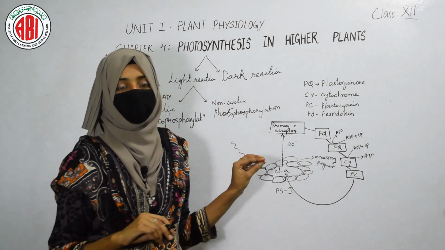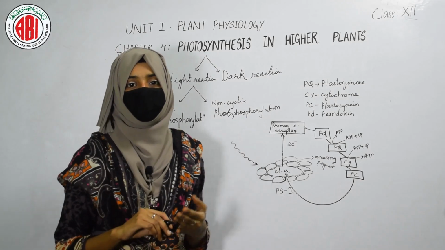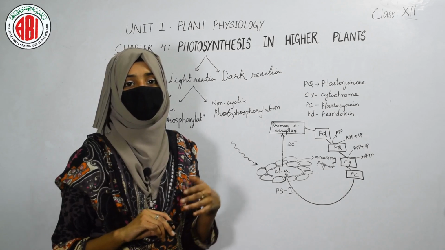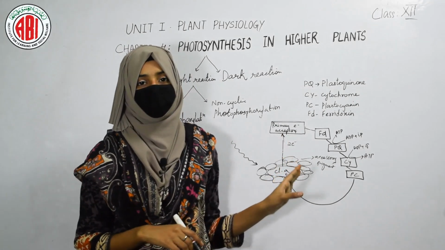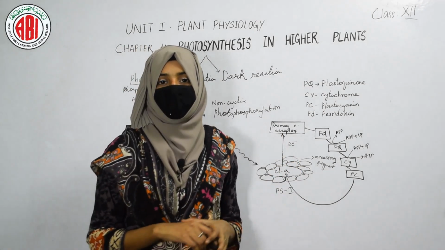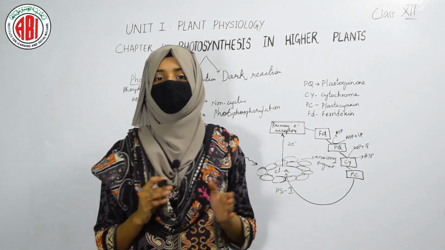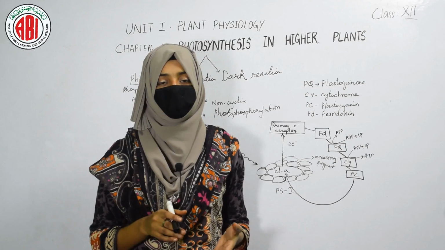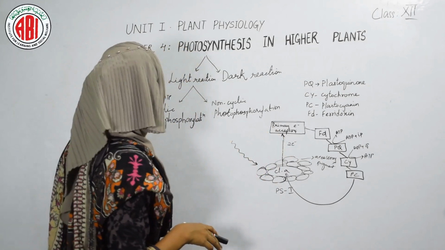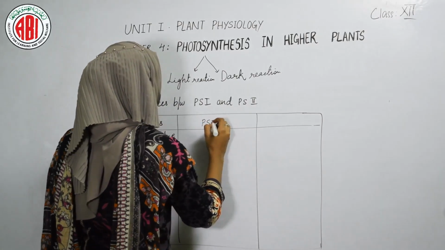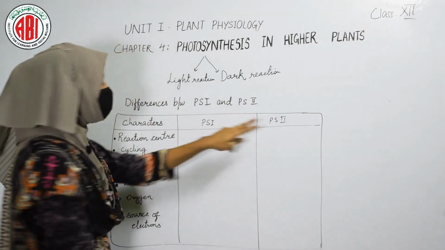The reducing power can be generated only in the non-cyclic photophosphorylation. That is the reason the process non-cyclic photophosphorylation is predominant. So this is a process called cyclic photophosphorylation. Now let us see the differences between photosystem 1 and photosystem 2. Then we'll see the differences between these 2 processes, that is cyclic and non-cyclic.